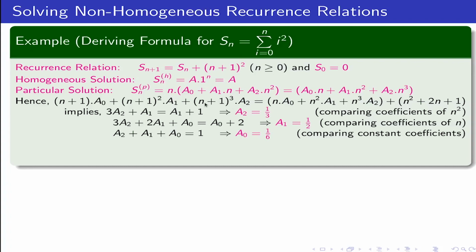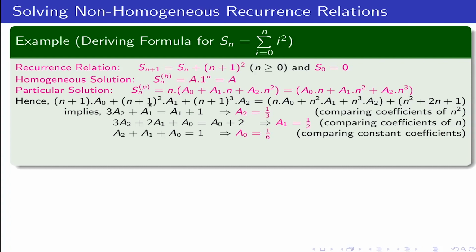If you try to match the squares of n, then you will find here there is no square. Here there is a1 into n square, so a1 coefficient plus 3 into a2. So 3 into a2 plus a1 will match here with a1 plus 1. So therefore I get that a1 and a1 cancel out, so a2 equal to 1/3.